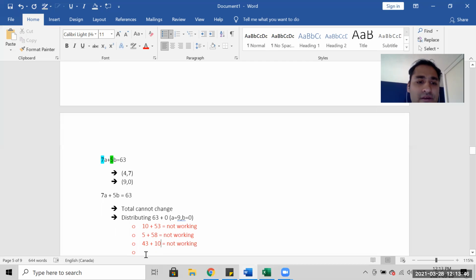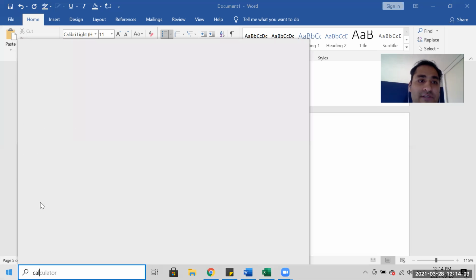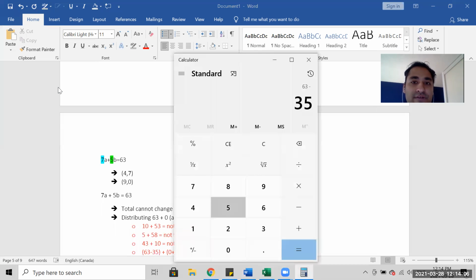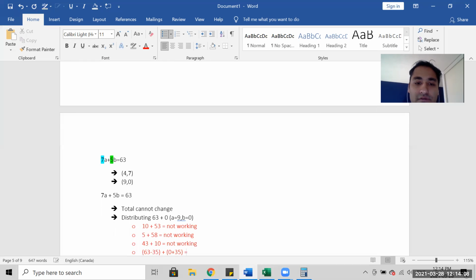The LCM of 35: if I was to distribute 63 over the LCM, I would make this 63 minus 35 plus 0 plus 35. 63 minus 35 is 28. So 28 plus 35. I can do that. And then 28 goes into 7a, a becomes 4, and 35 goes into 5b, b becomes 7.